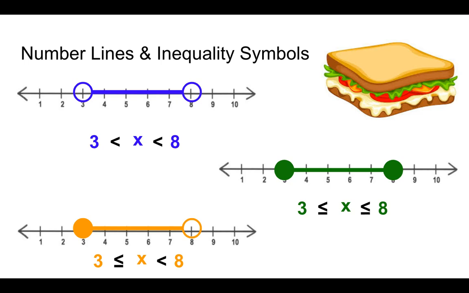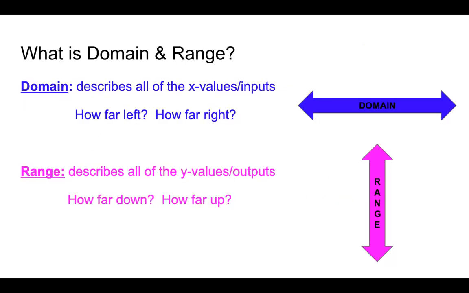called domain and range. Domain describes all the x values or inputs. It talks about how far left the graph goes and how far right it goes. The range describes all of the y values or the outputs. How far down does the graph go and how far up does the graph go? Think of the alphabet: D comes before R and X comes before Y. So domain goes with x, range goes with y.